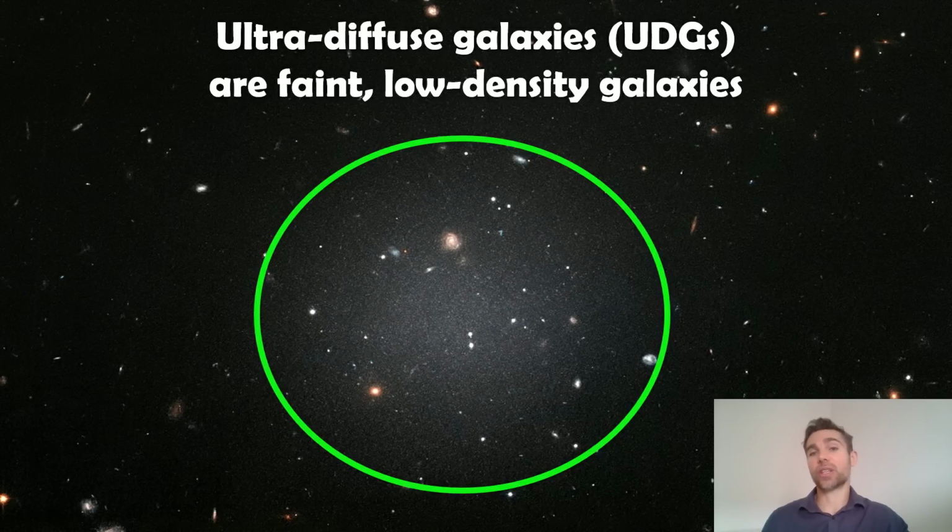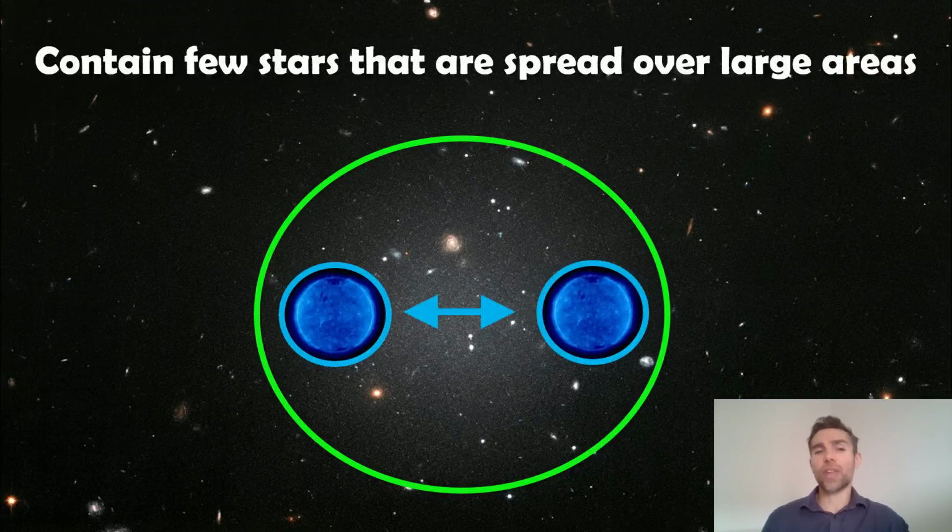Now, ultra-diffuse galaxies, we'll call them UDGs here, are very faint and they're very low density. Now, I've actually drawn a line around this galaxy so you can actually see it, because there are other galaxies in the background which are brighter and they're further away. This is a very, very faint, very low density galaxy. So what's going on here? Well, they contain very few stars and they're spread over very large areas. So that's why they're particularly faint. There's not many stars in them and they're spread over quite a large area. So again, it makes them very faint.